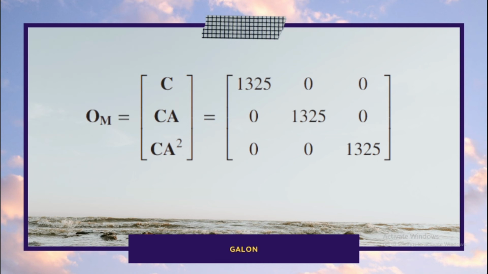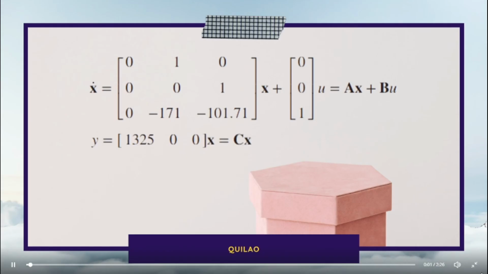Before we proceed to designing the observer, we tested the system for observability using the A and C matrices from the equation. The determinant of O_M is 1325³, thus O_M is of rank 3 and the system is observable. We now proceed to design the observer.